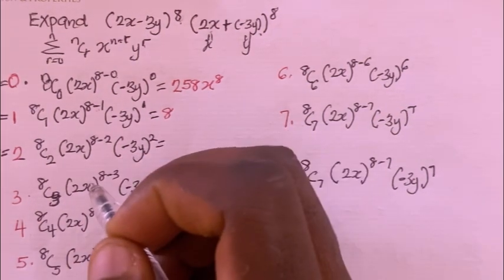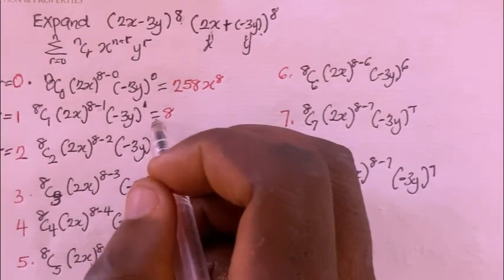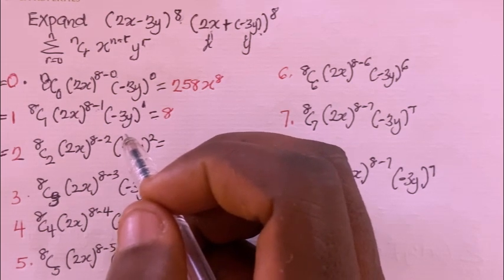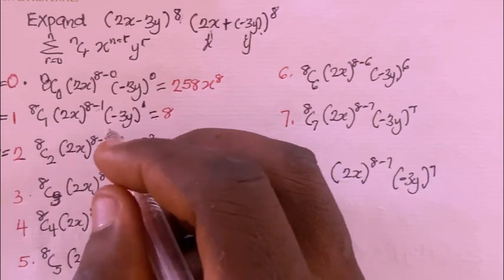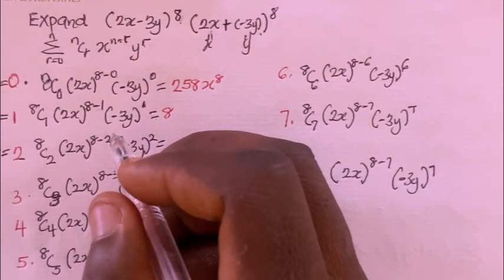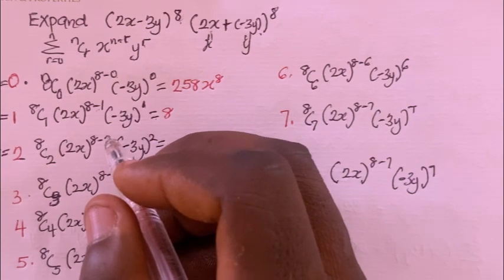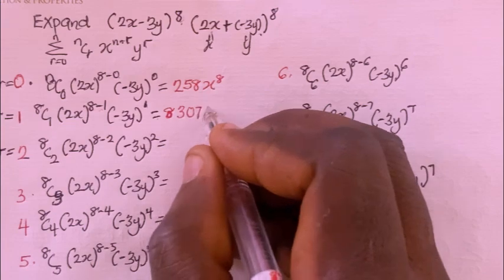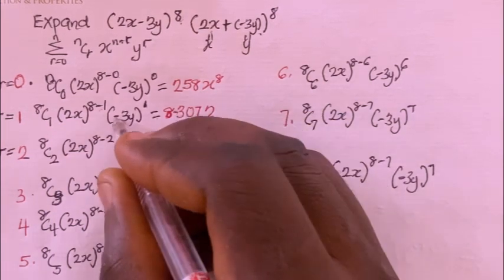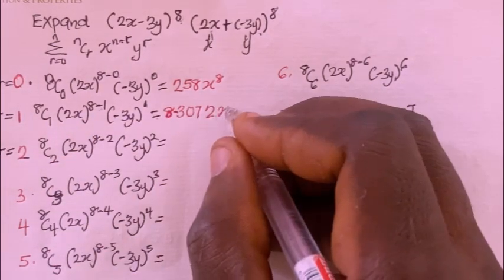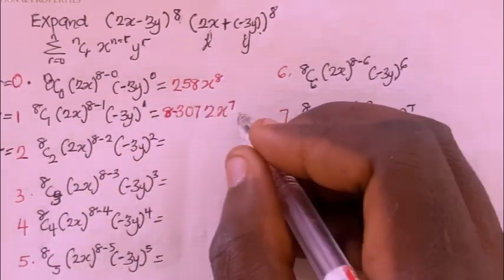Then multiply by this 8. 128 multiplied by 8, that's going to give us 1024, right? So I'm going to have 1024. Then after that, I'm going to multiply by minus 3. That's going to be 3072, and because of this minus, that's minus 3072. Then I'm going to have x raised to the power of 7, y raised to the power of 1.